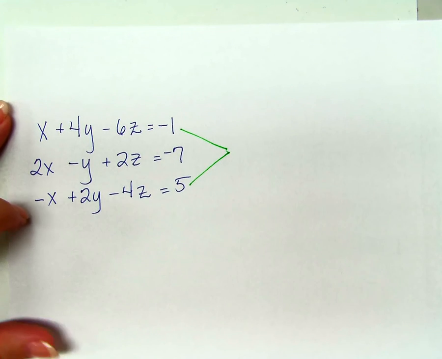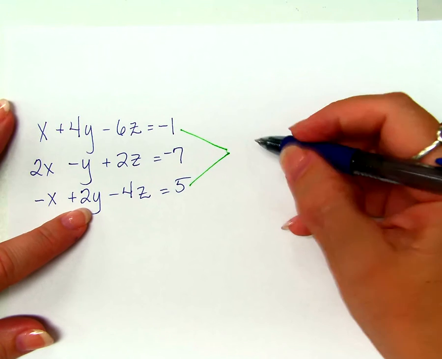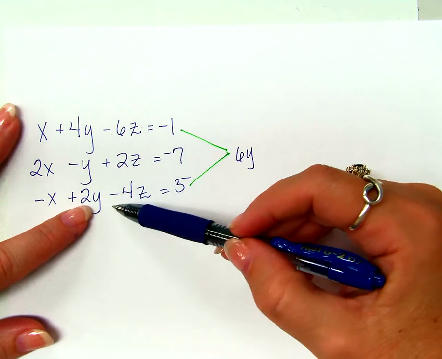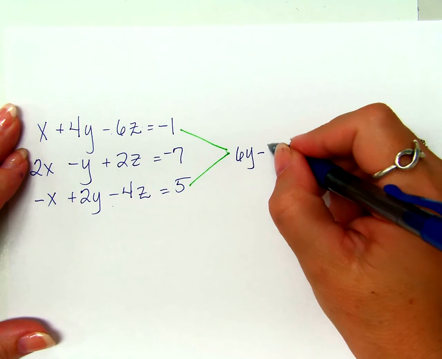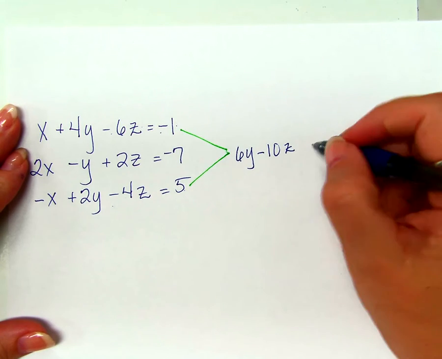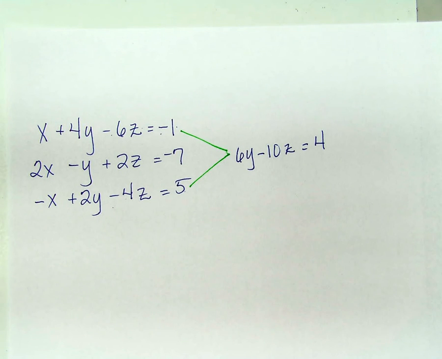X and negative x is what? 0. 4y and 2y, 6y. Negative 6z and negative 4z, negative 10z. Negative 1 and 5, 4. So that's all fine and good. That was nice and easy.